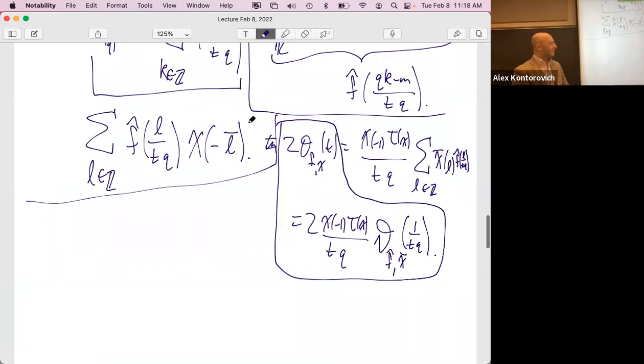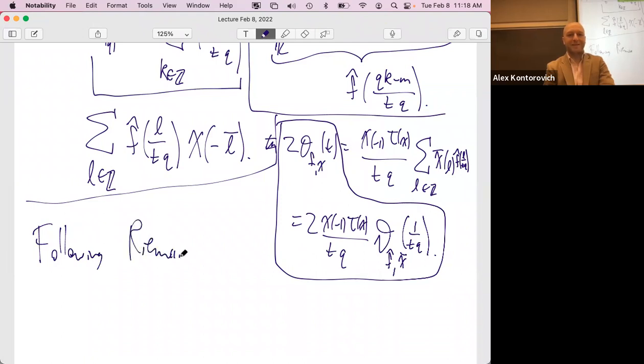Great. So now what to do is obvious. Actually, it's not entirely obvious yet. It's almost obvious. We should do the same computation you did for the zeta. Following Riemann, Riemann-Tate style, we're going to look at the Mellin transform, the integral from 0 to infinity.